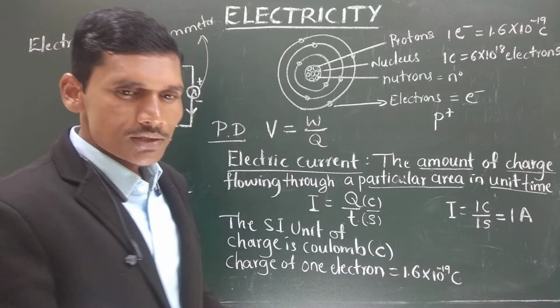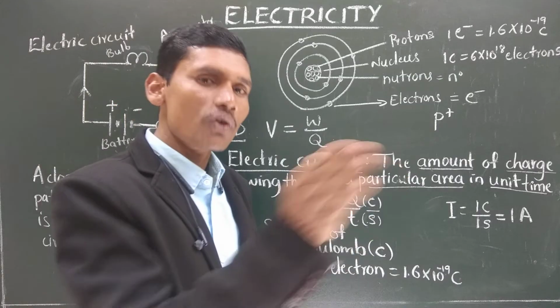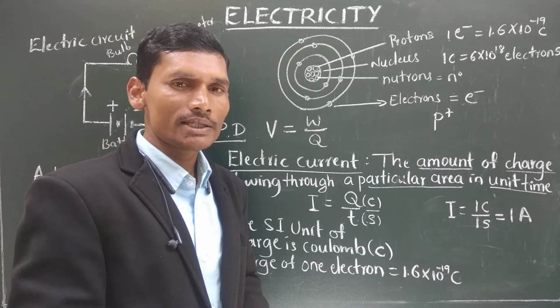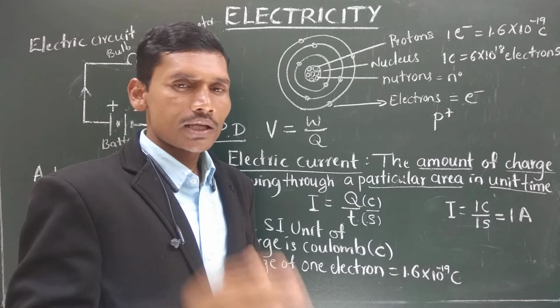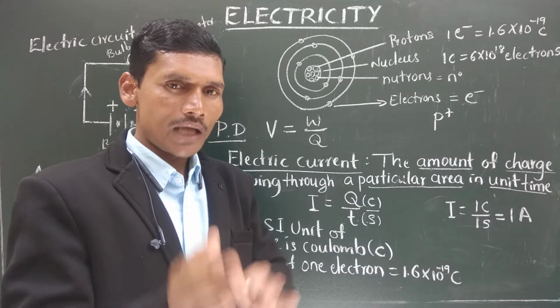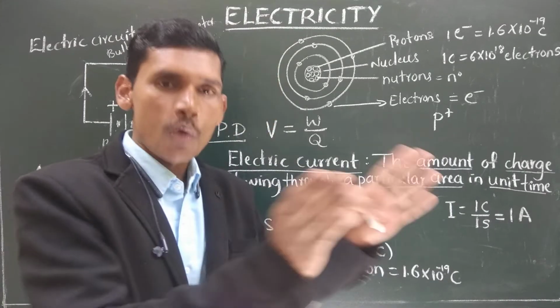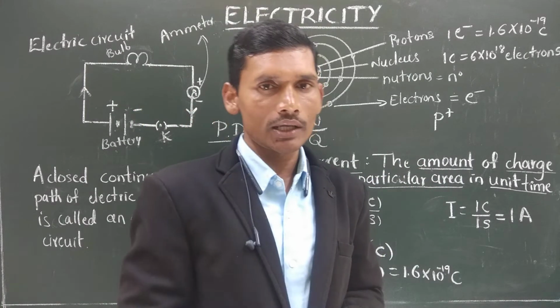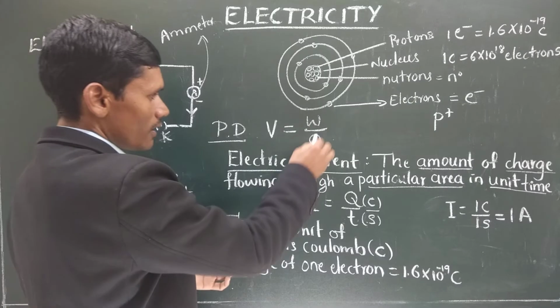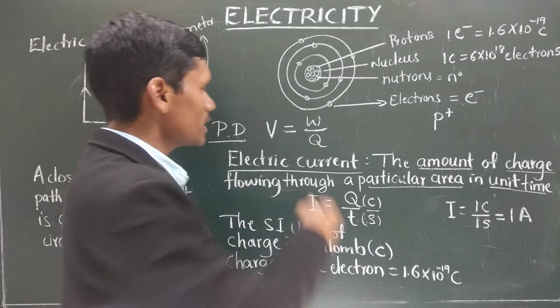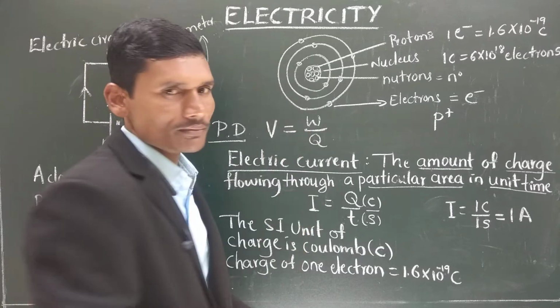To make electric charges flow from one point to another point, the energy that we are spending is the work done. That work done for a given amount of charge, or unit charge, to bring that unit charge from one point to another point in a conductor, work has to be done. That work done for unit charge gives us the potential difference.